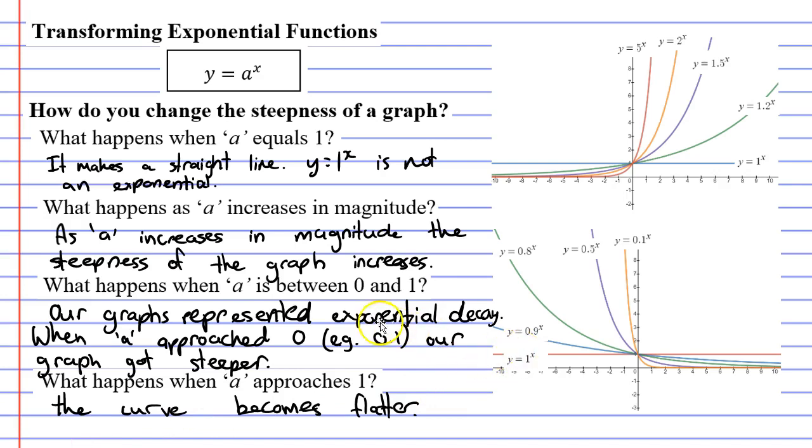This didn't just happen for numbers between 0 and 1. This also happened for numbers that were greater than 1. For example, if we look above, here we have a number that's close to 1, 1.2 to the power of x. It's almost 1, and you start noticing the curve becoming flatter. So if I picked 1.1 to the power of x, it would probably become flatter again. So whether the number that is approaching 1 is less than 1, such as 0.9, or more than 1, such as 1.2, we start noticing that curve becoming flatter, almost becoming a straight line sometimes.